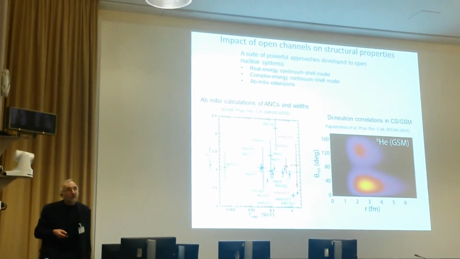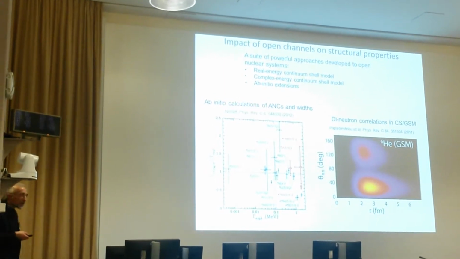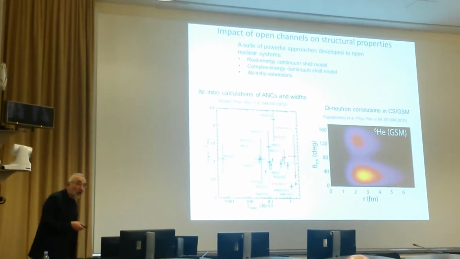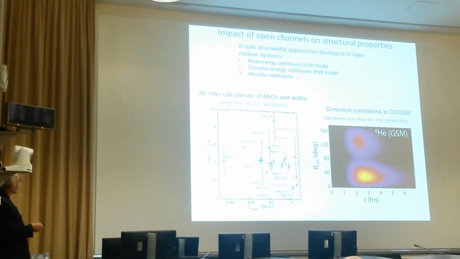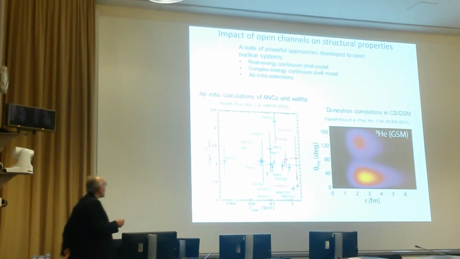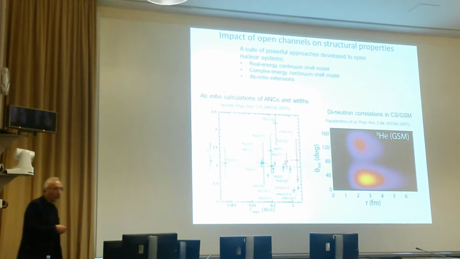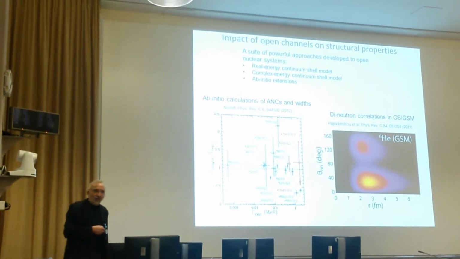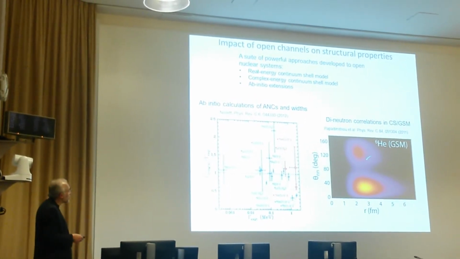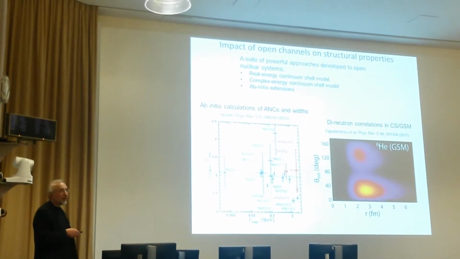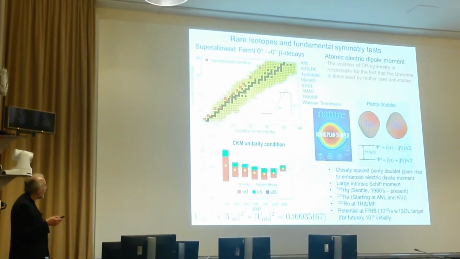As I mentioned, nucleus is an open system, so there is strong coupling between nuclear structure and nuclear reactions. Good progress in this area as well. Two examples. One, ab initio calculations of asymptotic normalization constants and width using quantum Monte Carlo method, ab initio technique. And these are dineutron correlations in helium-6 using continuum shell model or gamma shell model. Okay? Very, very exciting area of progress.